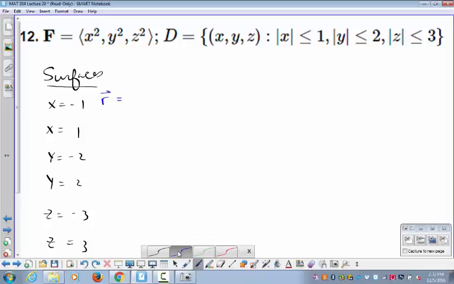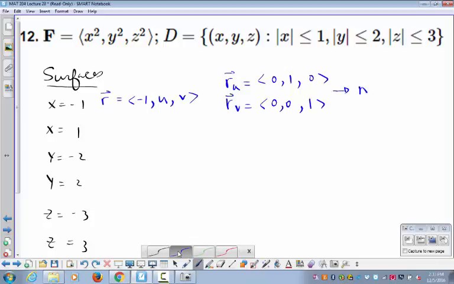Okay. Well, what are we going to do? Negative one. So the x values in that plane are all negative one. But the y's and the z's can vary. So that's where the u's and the v's are going to come into play. That's going to give us our span of that plane. So then we'll form r sub u and r sub v. R sub u is going to be 0, 1, 0. R sub v would be 0, 0, 1. And then we're going to cross them to get the normal here. So we get 1 minus 0. We get 0 minus 0. We get 0 minus 0. So we get that.